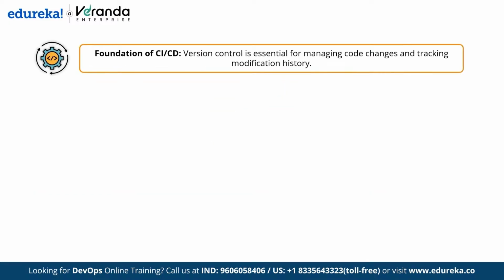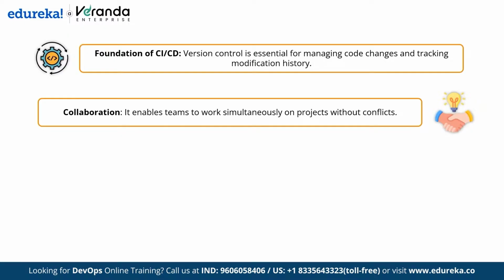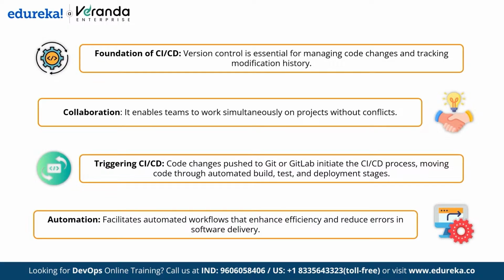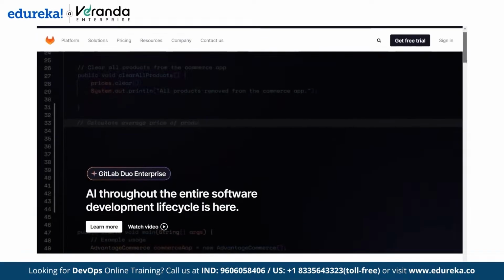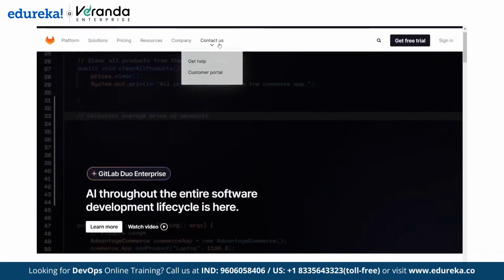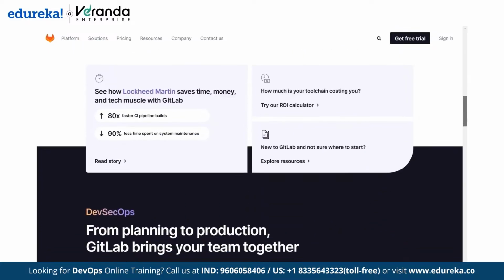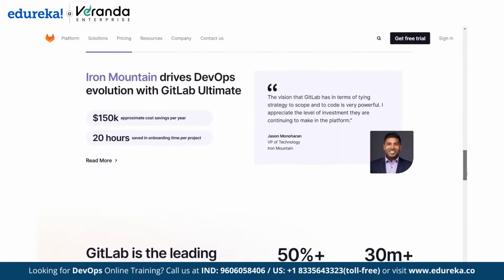GitLab is a web-based DevOps platform that provides a complete toolchain for software development, from version control to CI/CD. It helps teams collaborate on code, automate builds, test integrations, and deploy applications efficiently, all in one platform. With features like Git repositories, issue tracking, and pipeline automation, GitLab streamlines the development and deployment processes for faster, more secure software delivery. The video that is provided showcases the GitLab Enterprise homepage.